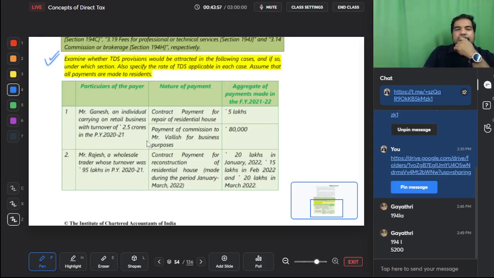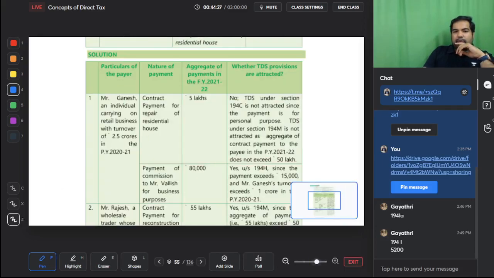Alright, let's do this, guys. So examine whether TDS provisions would be applicable. Mr. Ganesh, an individual carrying on retail business with a turnover of 2.5 crores, so he's not small and he's an individual. Contract payment, repair of residential house, guys, this is for personal purposes, so under section 194C this will not apply, and 194M will not apply to him, so no TDS in this case. For business purposes, 194H will definitely apply. That's the first one, just showing you the answer.